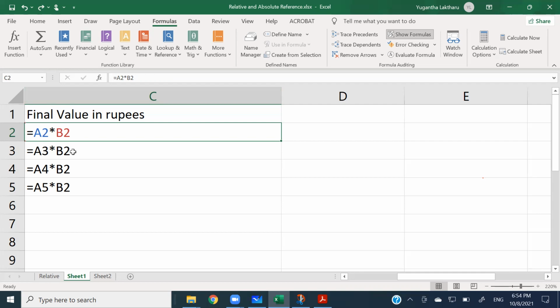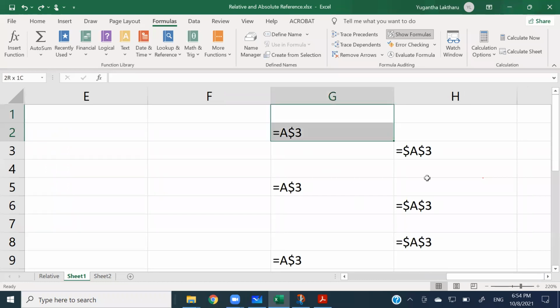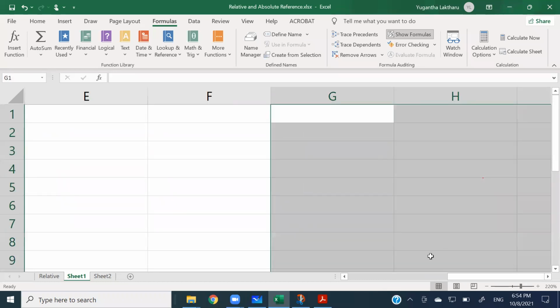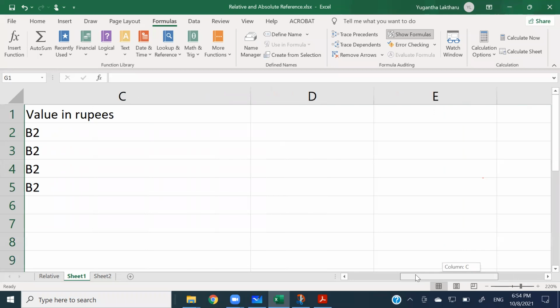So like I said, that teasing work is going to be prevented by the absolute cell reference. Right? Now I'm going to show you how things can be made absolute in the Excel sheet. I'm going to show how to put an absolute cell reference. Right? So here comes the things. Okay, now look at this.